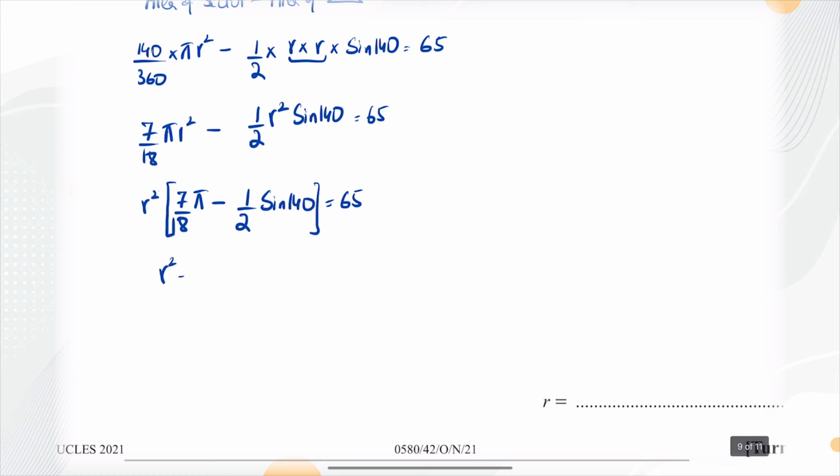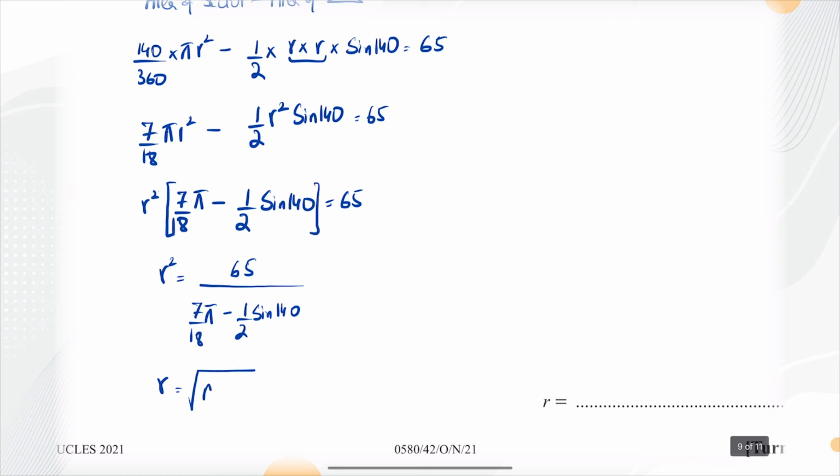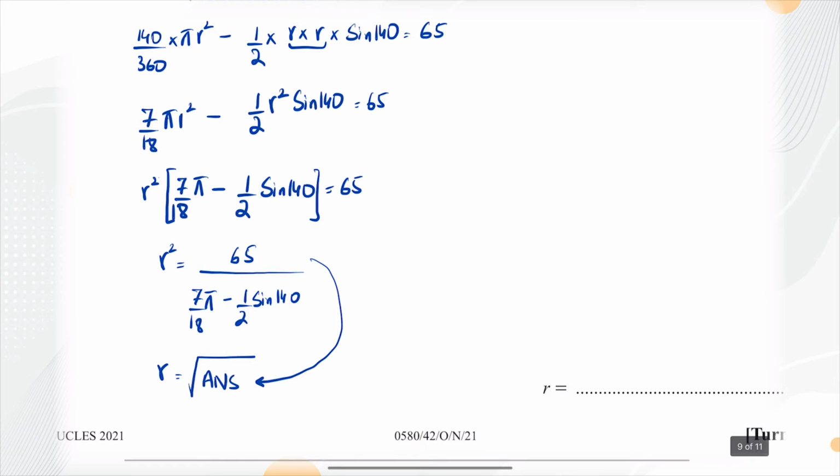Now I can make r squared the subject, and if I do that, it's going to be 65 divided by 7 upon 18 pi minus 1 upon 2 sine 140. Don't forget to take the square root of the answer. I'm going to use the calculator from this point onwards. Just plug it into your calculator exactly how you see it. So I'm looking at r squared equal to 72.19 something.